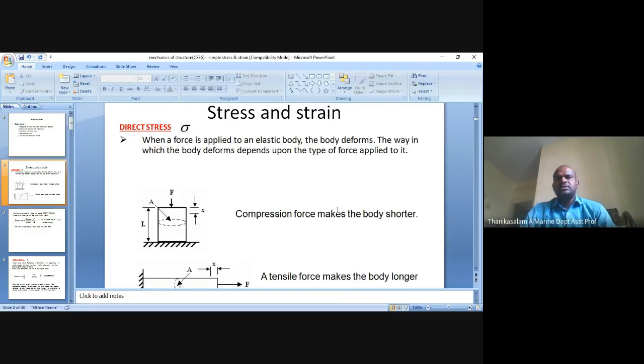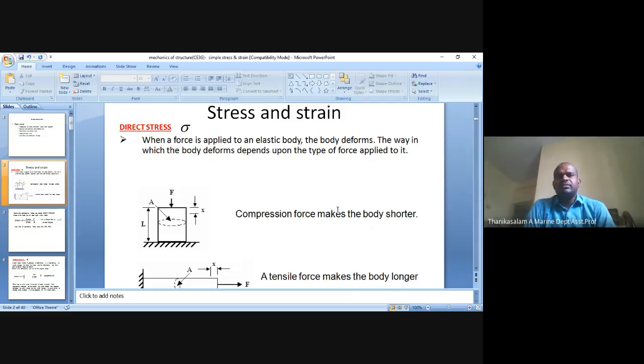The word stress, any design engineer, mechanical engineer or materials science engineer must know what stress is. Simply, we can define stress this way: when a force is applied to an elastic body, the body deforms. The way in which the body deforms depends upon the type of force applied to it.